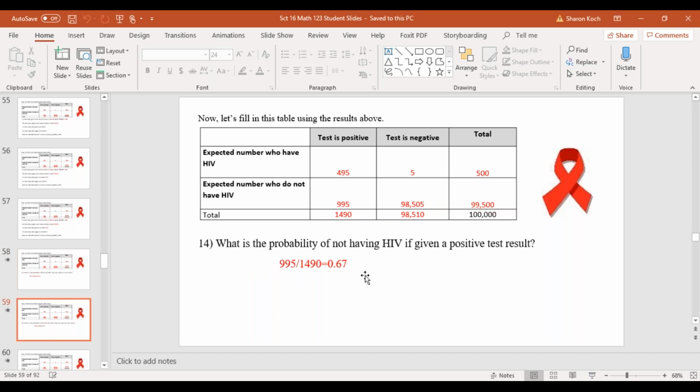What's the probability of not having it given a positive test result? That would be the complement of that, or 67%.